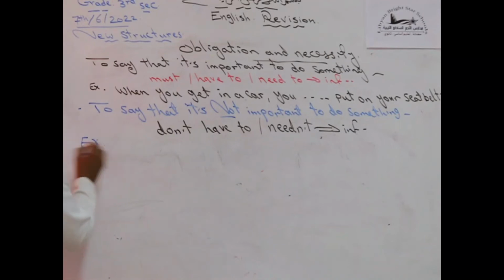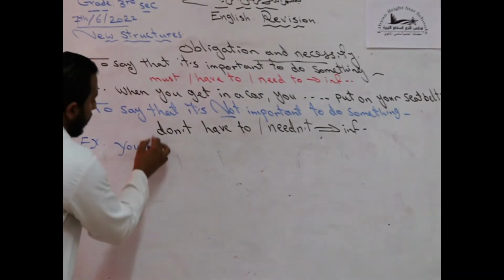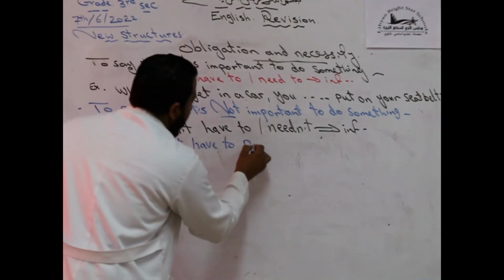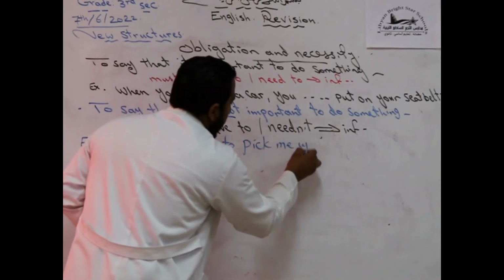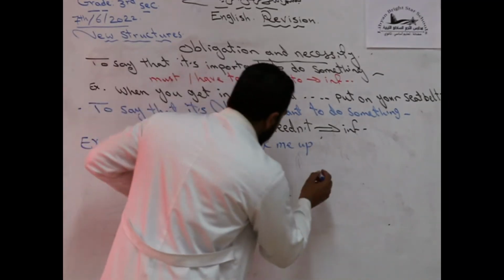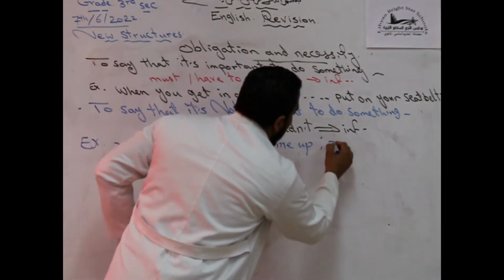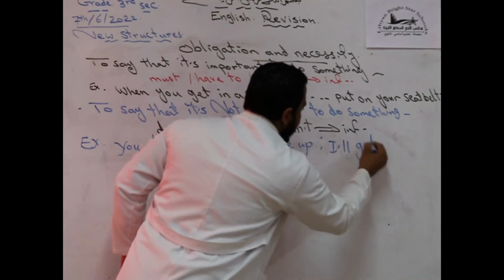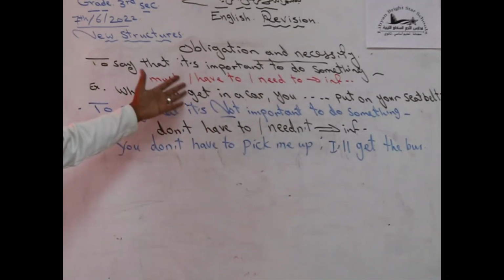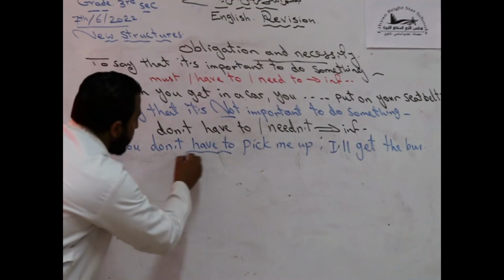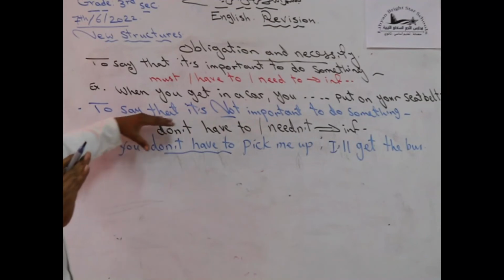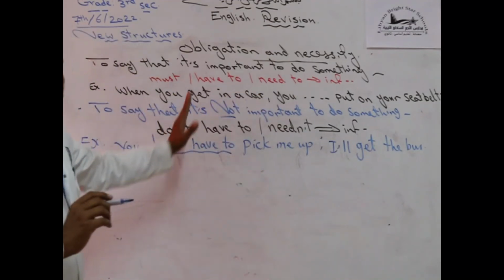For example, you don't have to pick me up. I will get the bus. In Arabic it has the same meaning as مش لازم، مش ضروري. مش لازم توصلني بالسيارة. I'll get the bus. أنا هاخد الباص. When you are talking about something that's not important, we use don't have to or needn't.